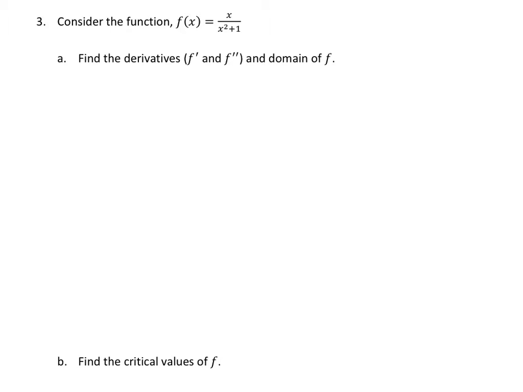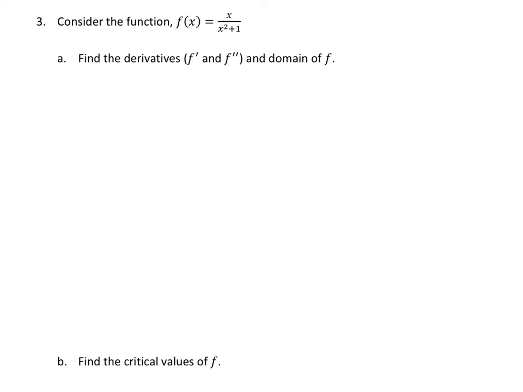In this next example, we're looking at the function f of x equal to x divided by the quantity x squared plus 1. And our goal is to get an idea of what this graph looks like. First, we're going to find the first and second derivative so that we can use those to find our relative extrema and also determine whether our function is concave up and concave down by using the second derivative.